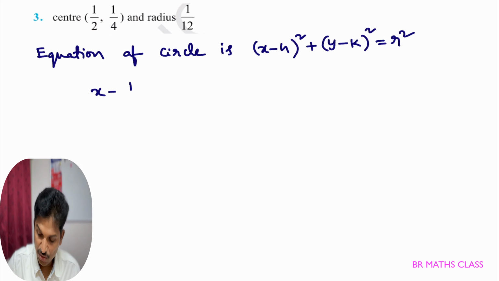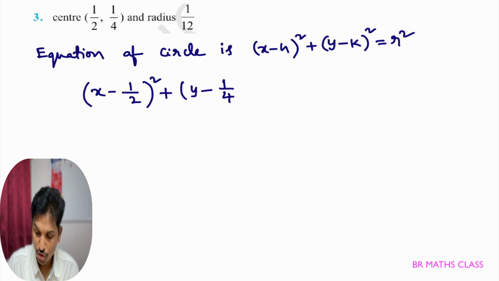Then what you will get? You will get (x minus 1/2) whole square plus (y minus 1/4) whole square equal to r square, that is (1/12) whole square. Now you expand this, what you will get?